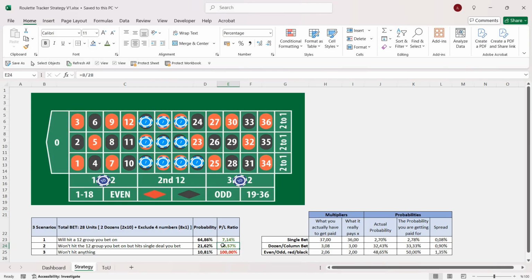And the profit ratio from that is 28.5%. And the last scenario is that it won't hit anything that you bet on. So it is going to hit either 20, 21, 23, or 24. The probability of that is 10.81%, and the loss ratio is 100%. So this is the scenario where all the numbers are equally probable.